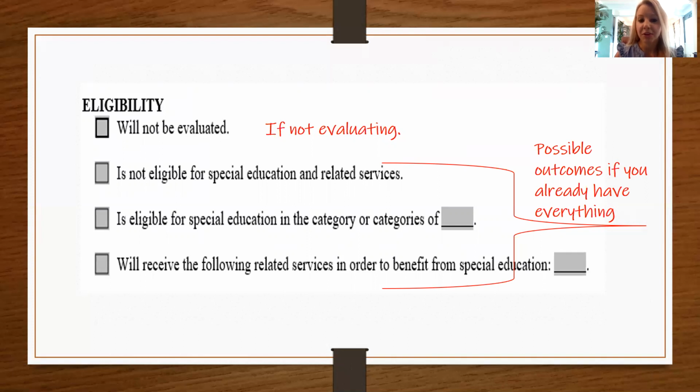If for some reason you already have everything and it does indicate that there's not eligibility for special education, then you could possibly fall into one of the other categories there of not being eligible for special education or being eligible, and this is the area of eligibility, and possible related services that the child is receiving.